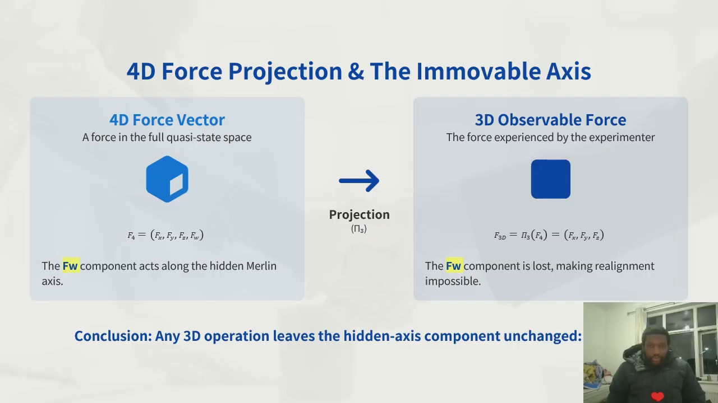4D force, the movable axis. I'm going to start with this: the 3D observable force is bound by the experience of the experimenter. Therefore, the force in 3D is bound by the 4D construct of the substrate, Fx, Fy, and Fz, where the component is lost, making the element impossible. Basically, you cannot project yourself. You can use a 3D force, not a 4D force, in the full sense.